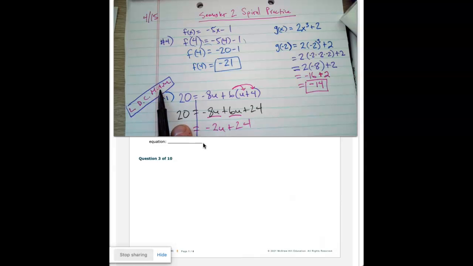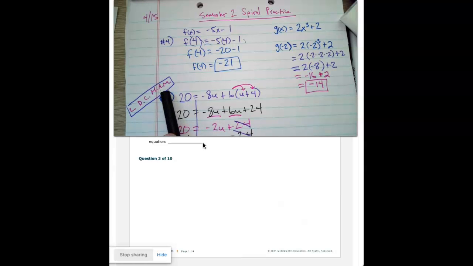I'm off to this A here. This A stands for add or subtract. In this case, the plus 24 should be moved to the other side by subtracting, so minus 24. 20 minus 24 is negative 4, and negative 4 equals negative 2U, and this 24 here zeroes out, so we're just going to cross it out. And then my last step here is this one.